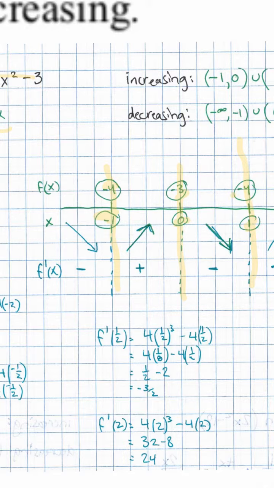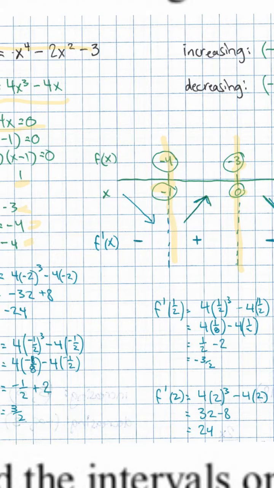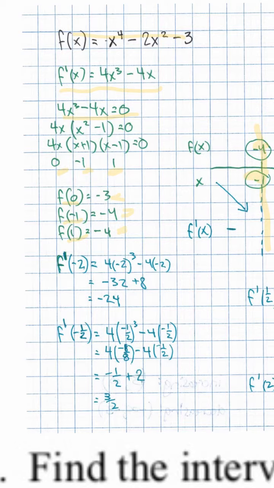It kind of makes sense that it would have to be increasing between -4 and -3, and it would have to be decreasing between -3 and -4. But we'll plug into the derivative just to make sure. So that's what I did. I chose -2 just as a simple point to the left of -1. When I plugged -2 into the derivative function, I got -24. So sure enough, to the left of -1, the derivative is negative, so the function is decreasing.